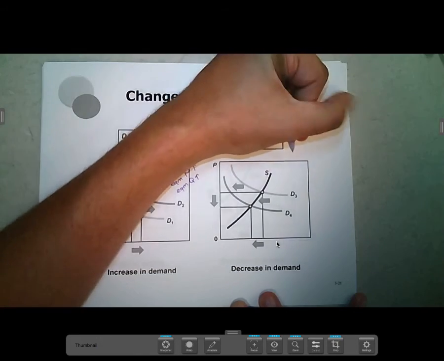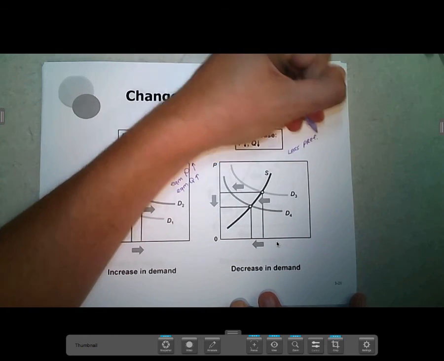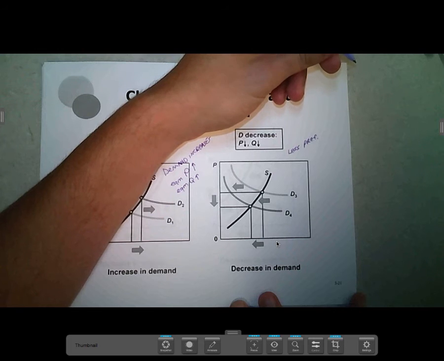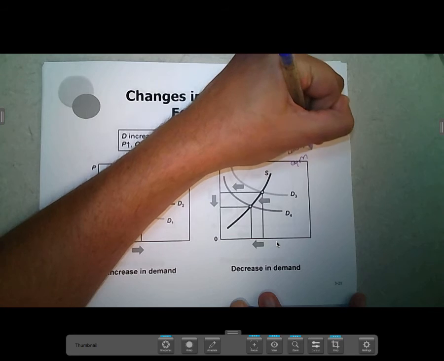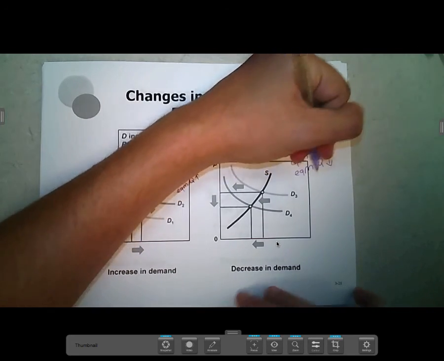Let's just do the opposite. Less preferences for the product. Let's say a study comes out saying the product I'm selling is dangerous. Then the equilibrium price will fall and the equilibrium quantity will fall.